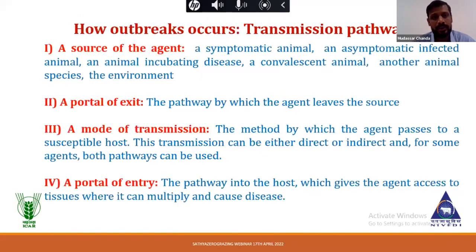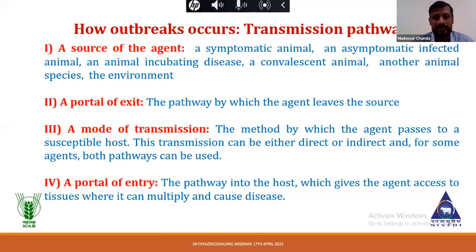And if I say how outbreaks occur, like what the transmission pathways are, I'm covering a very basic fundamental concept which we all know, but sometimes we fail to put it down and see what the transmission pathways may be. This is standard terminology given in different manuals also. How outbreaks occur is that a source of agent is required. It can be from symptomatic animals, which get the infection and transmit it to other animals. It can be an asymptomatic animal, an animal in the incubation phase, a convalescent animal, another animal species, or the environment.